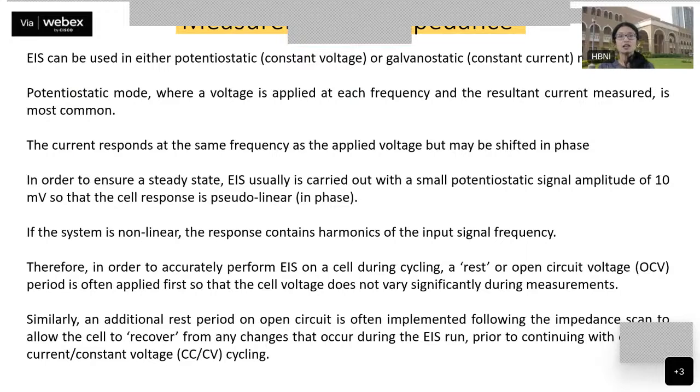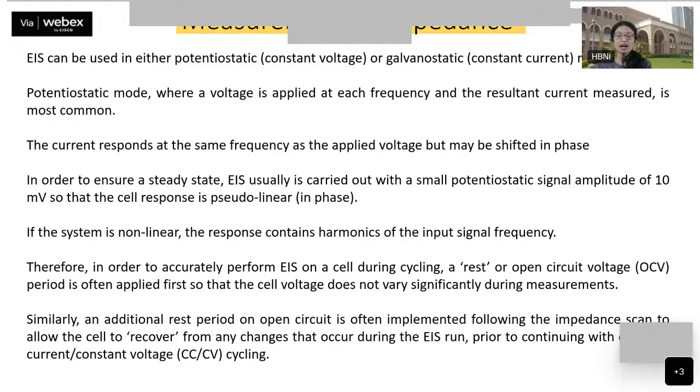So the current will respond at the same frequency as the applied voltage, but it is going to be shifted in phase. In order to ensure a steady state, this is important, EIS is carried out using a small potential signal amplitude of generally 10 millivolts, so that the cell's response is either pseudo-linear or linear. If the system is non-linear, then the response contains harmonics of the input signal frequency also. So if you want to accurately perform EIS on a cell during cycling, you must apply a rest or open circuit voltage period so that the cell voltage does not vary significantly during measurements.